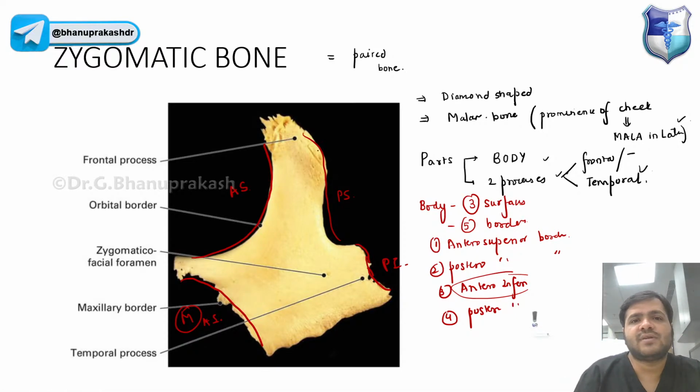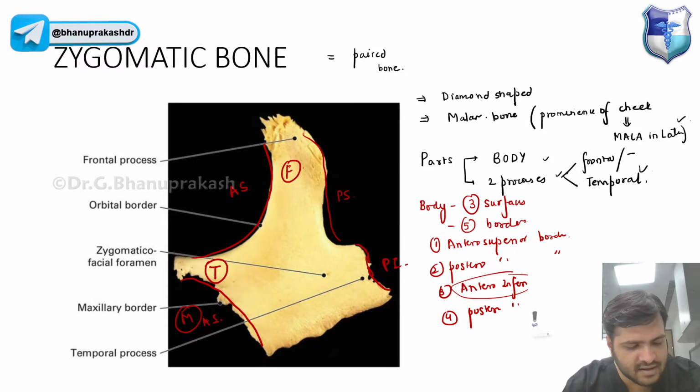And the two processes, guys, I hope you can appreciate. This is the left maxilla. We have the frontal process and the temporal process. I hope I don't even need to tell you about the frontal process. Let me write it down over here. We have two processes, the frontal and the temporal. Remember, the frontal is thick.